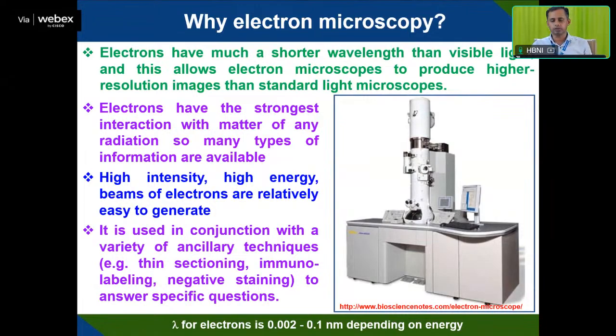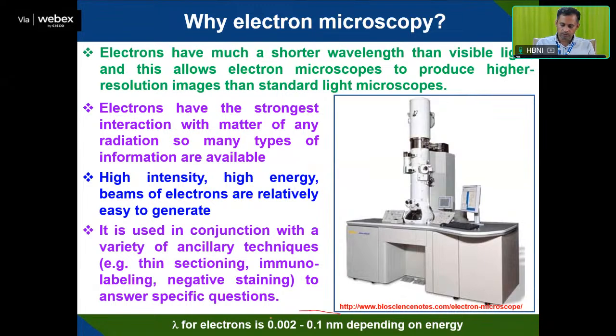Being electrons have a much shorter wavelength than visible light, this allows electron microscopes to produce higher resolution images than a standard light microscope. And electrons have the strongest interaction with matter of any radiation, so many types of information are available. Because of high intensity, high energy beams of electrons, it's quite easy to generate by thermionic emission, and it is used in conjunction with various techniques like immunolabeling, negative staining and thin sectioning. All those types of studies are possible using the electron microscope.